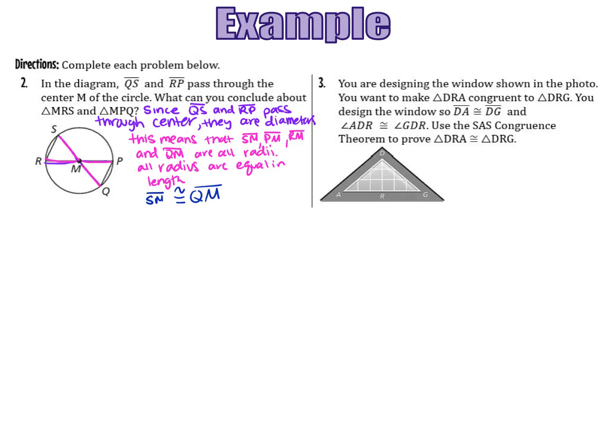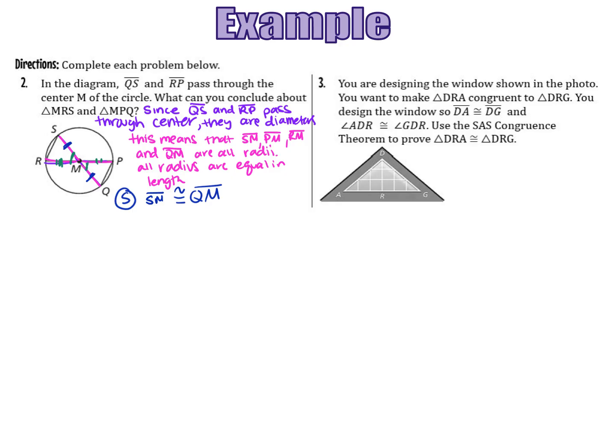So what we just said was that this length is congruent to this length, and this is our first side if we're trying to show that these two things are congruent using side angle side. Well, we are going to be able to show that these sides are also congruent because they are also radii. So the angle we're looking at is going to be this angle here.